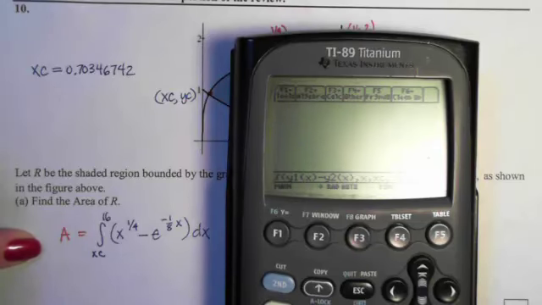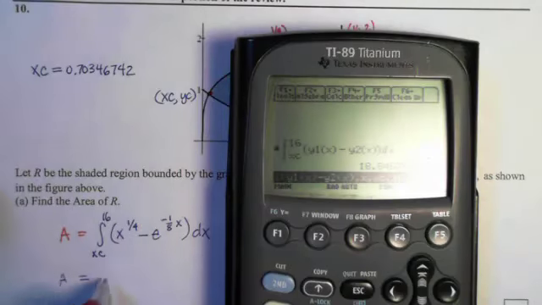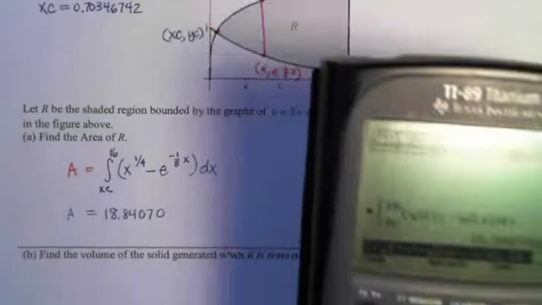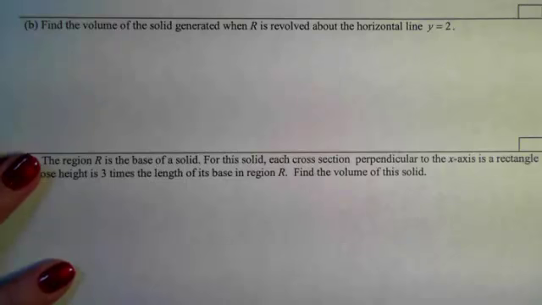So I'm going to hit diamond enter, and I get an area that is 18.841 or 18.840, your choice. You just need to make sure you give me 3-digit accuracy. So now we're ready to do part B. Part B says find the volume of the solid generated when R is revolved about the line y equals 2.